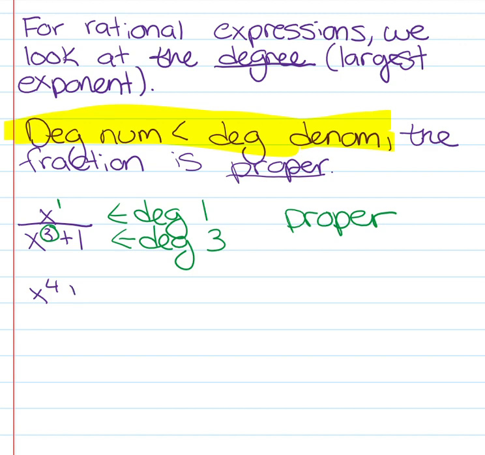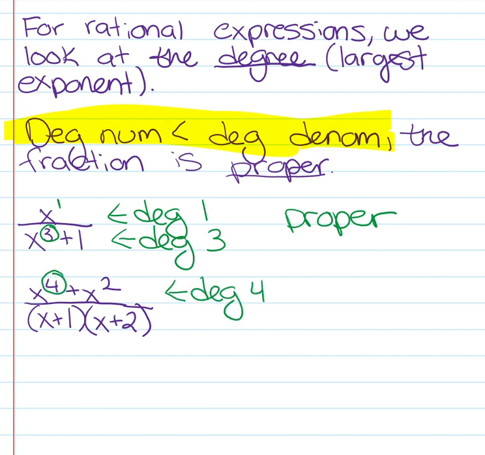What if we have x to the 4th plus x squared all over (x plus 1)(x plus 2)? Okay, let's look at the degree of the numerator. It's 4. And the degree of the denominator. Now this one's a little bit tricky because so far we've been looking at expressions in standard form. This is actually in factored form.